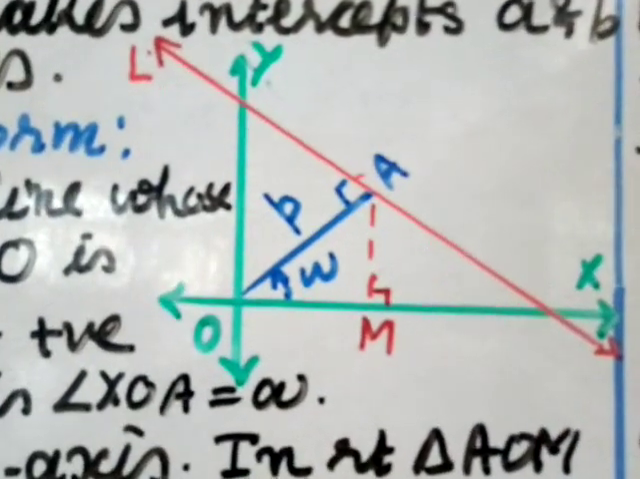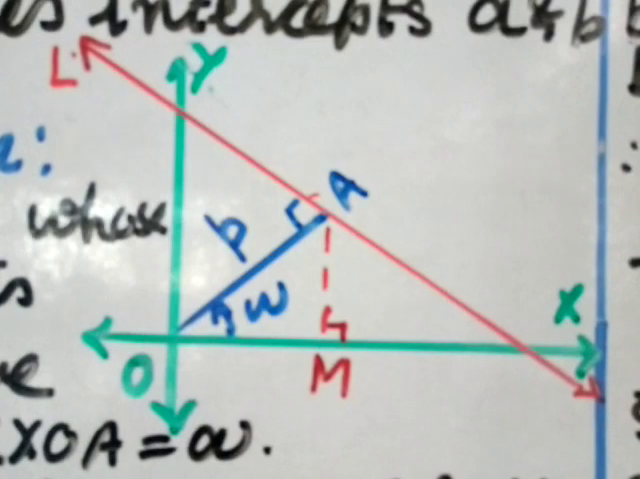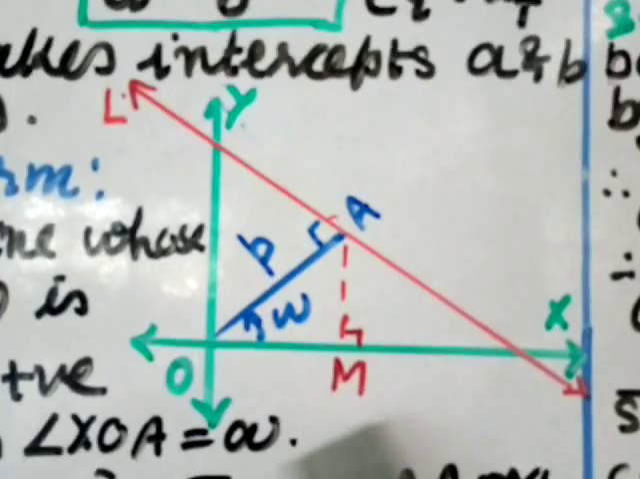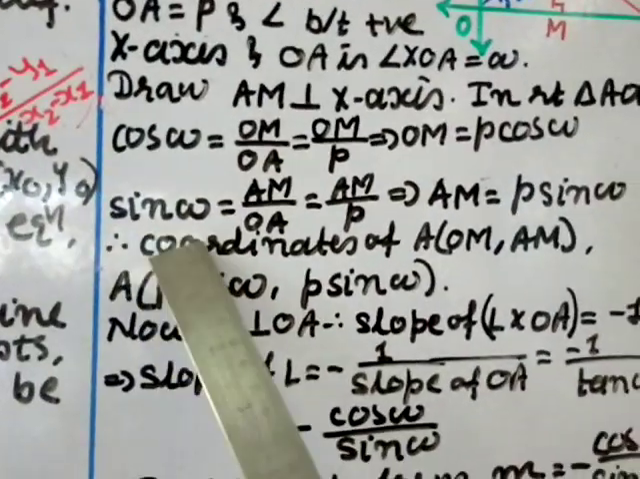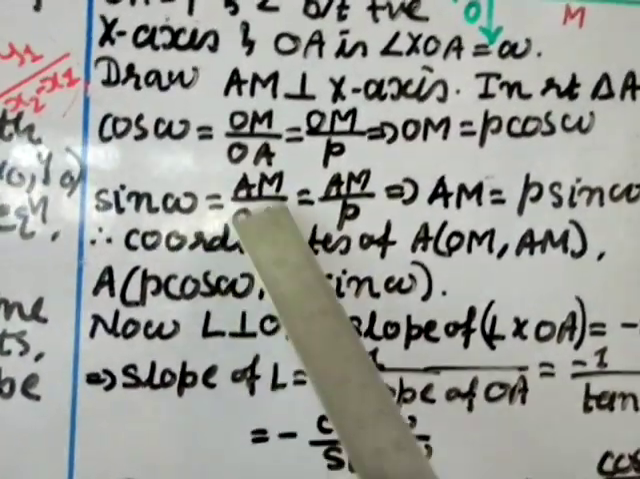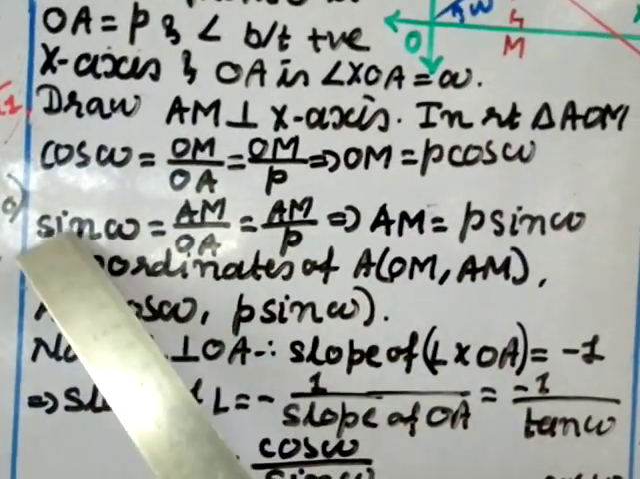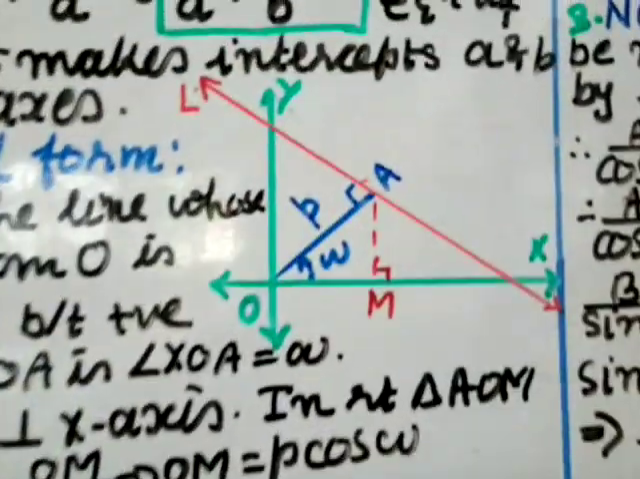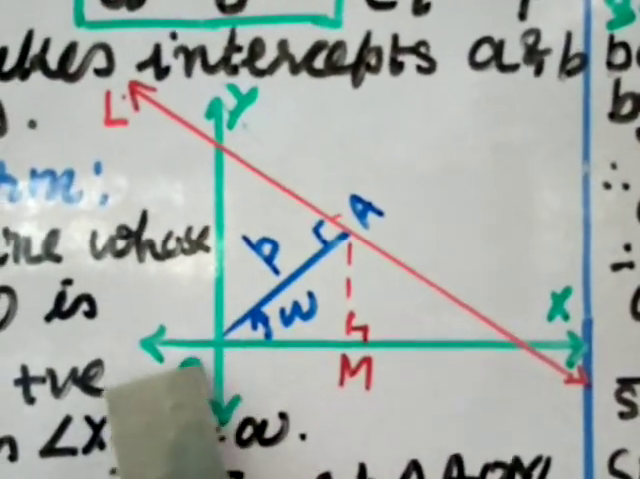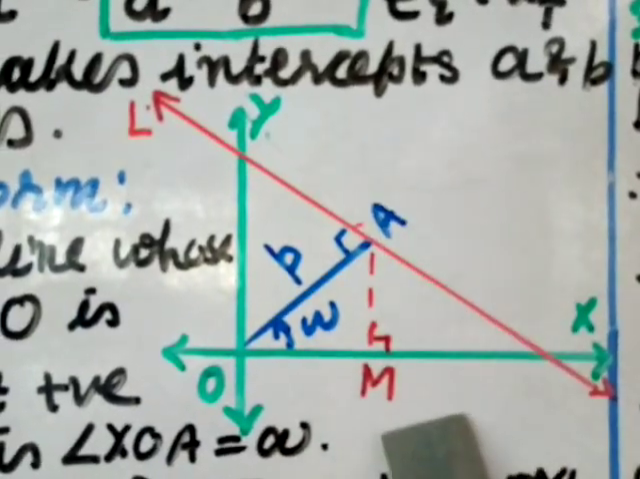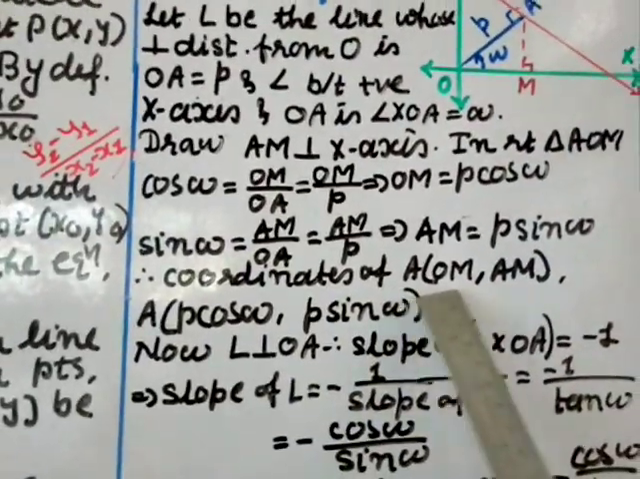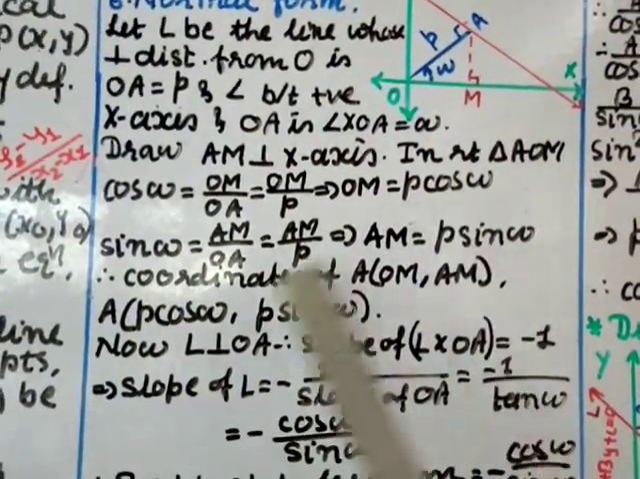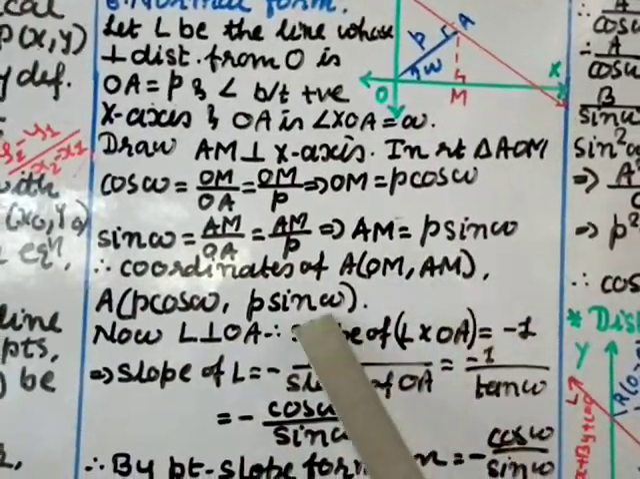Similarly, in this triangle now apply sin omega. So sin is opposite side divided by hypotenuse. For omega the opposite side is AM and the hypotenuse is OA. So I apply sin omega is equal to AM by OA. The OA value again is P, so put P, AM by P. P you transfer and multiply here, so AM equals P sin omega. So now we found the coordinates of A, that is the x distance is OM and the y distance is AM. So we write the coordinates of point A as (OM, AM). Therefore the OM value is P cos omega and the AM value is P sin omega.